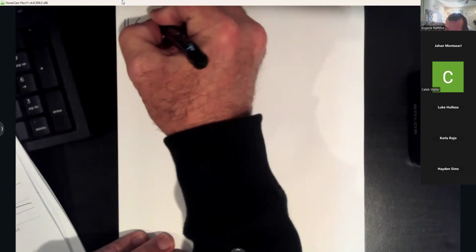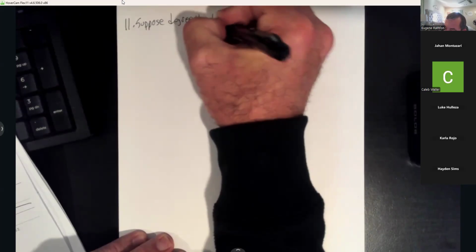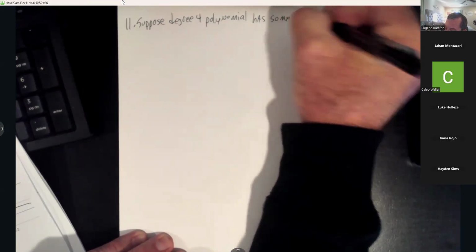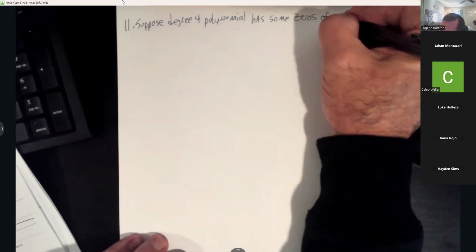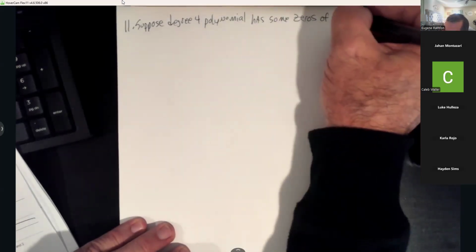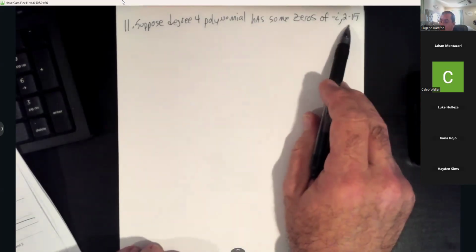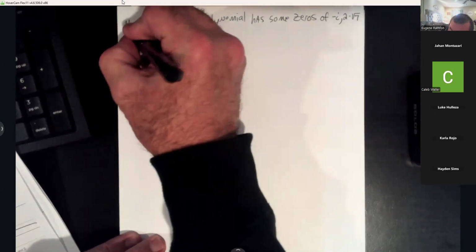All right, number 11. Suppose a degree 4 polynomial has some zeros of i, negative i, and 2 minus square root of 7. So negative i, 2 minus square root of 7, they want me to find the other zeros.